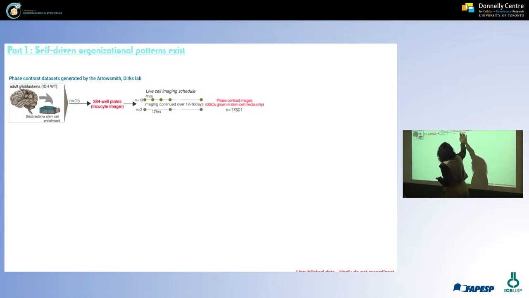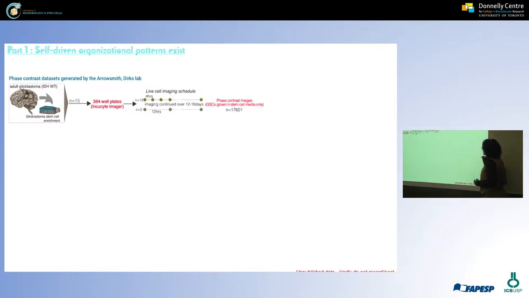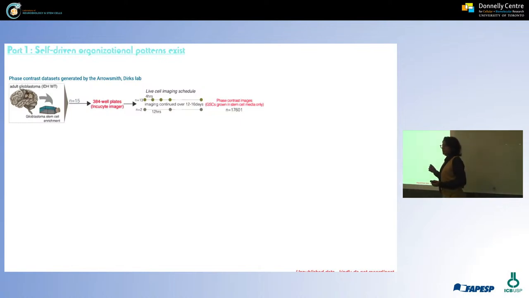So in total, I used 17,600 images, all right? So these are GSCs that were grown in stem cell media alone. So my purpose was, for all those who do cell culture, when you grow your cells in culture, you see that they're taking on these different forms, right? So you have your single cells, which are taking on these different forms, but it's not just the single cells, right? So I'm going to show.